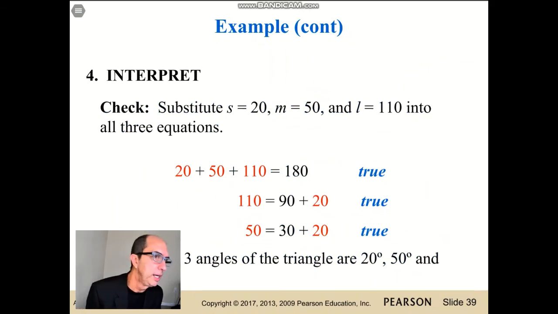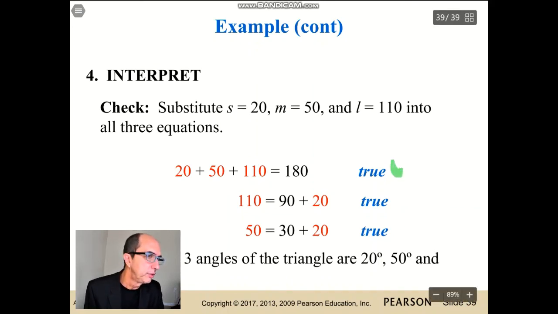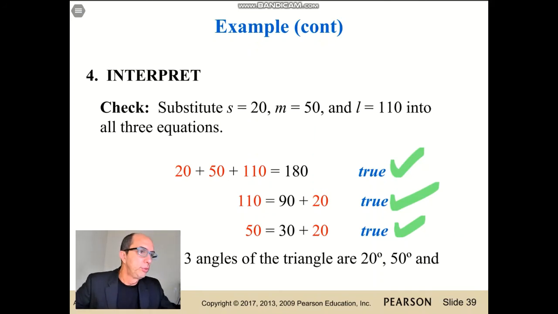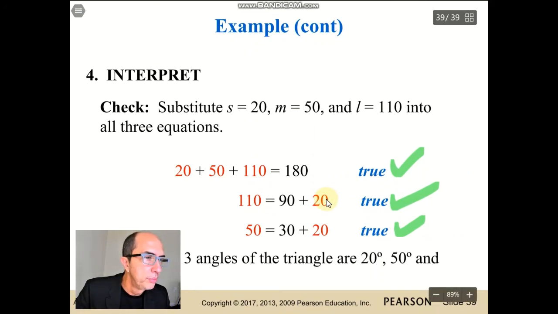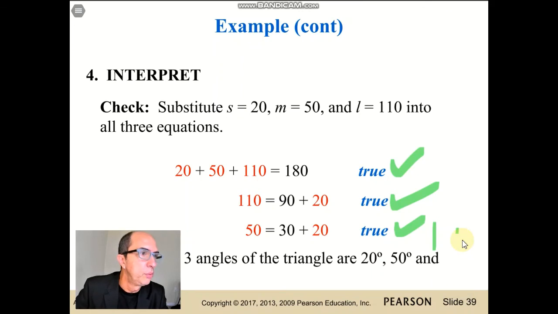Substitute S equals 20, M equals 50, and L equals 110 into all three equations. So check into all three equations. The first one we checked, true. Check the second one, it's going to be true, and check the third one. If it's true as well, then you can confirm the three angles of the triangle are going to be 20 degrees, 50 degrees, and 110 degrees.